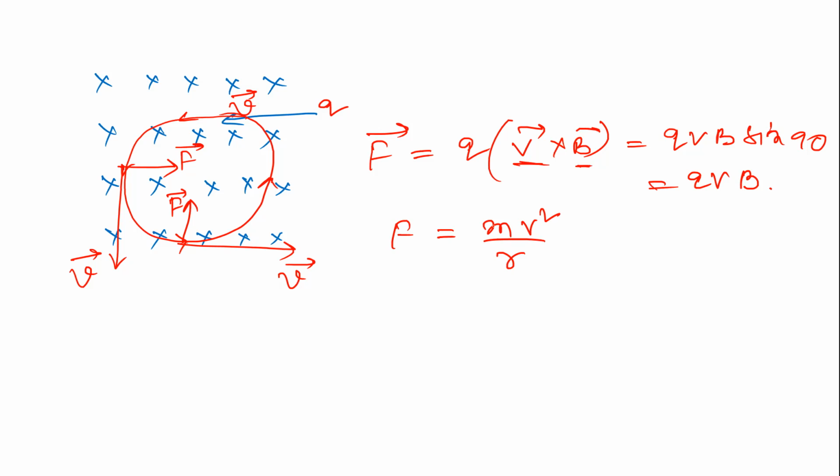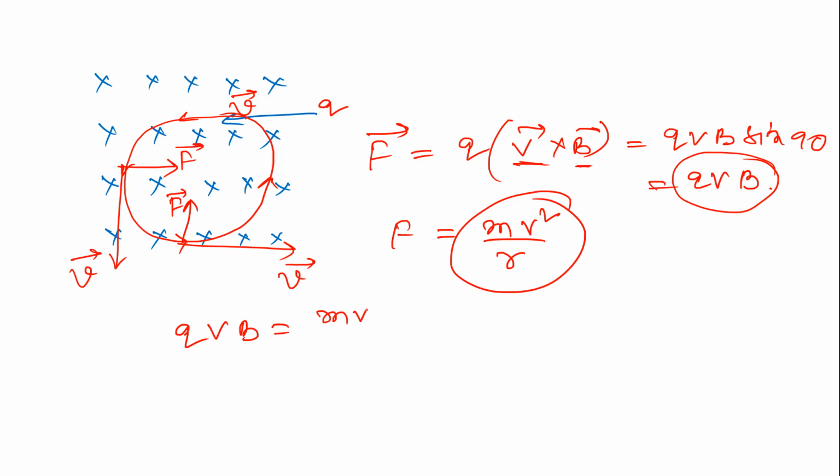So in this case, the magnetic force experienced by the charged particle acts towards the center, so it is a centripetal force. The value of this centripetal force and this magnetic force will be equal. So the magnetic force equals the centripetal force working on the charged particle. So the v can be eliminated and the radius is mv divided by qB. Remember, we derived that expression in the last class.